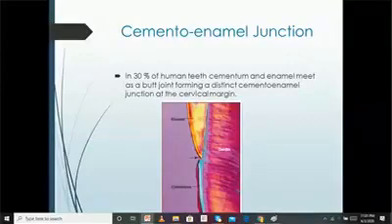This type of junction is of various types. In about 30% of the human teeth, cementum and enamel meet as a butt joint, forming a distinct cemento-enamel junction at the cervical margin. What does butt joint mean? Butt joint means that the enamel from the crown and the cementum from the root are meeting edge to edge.